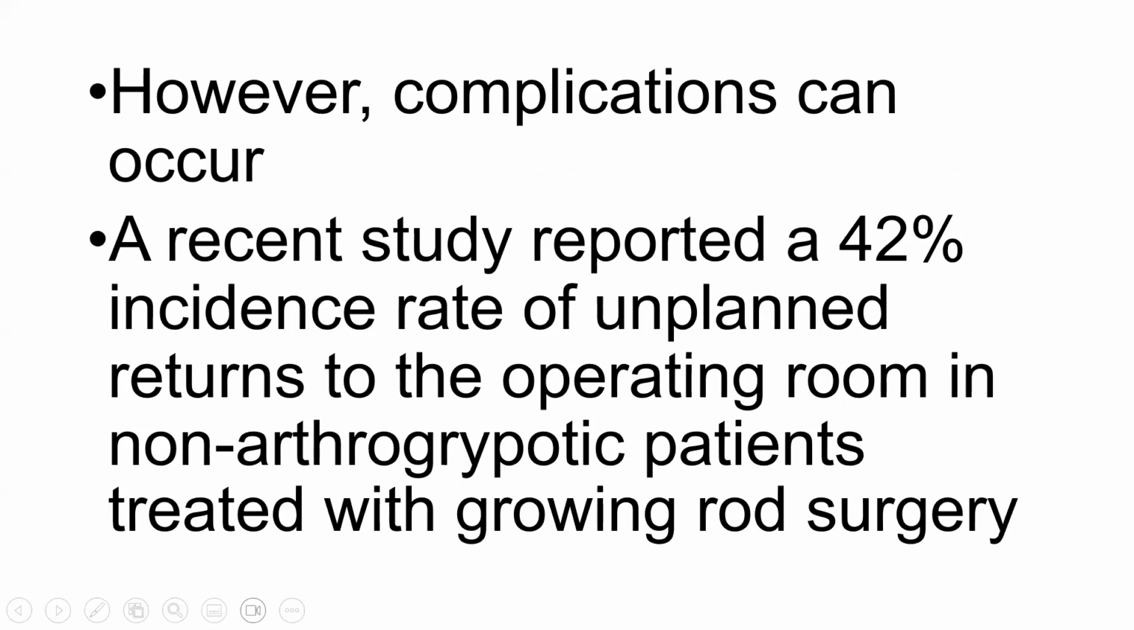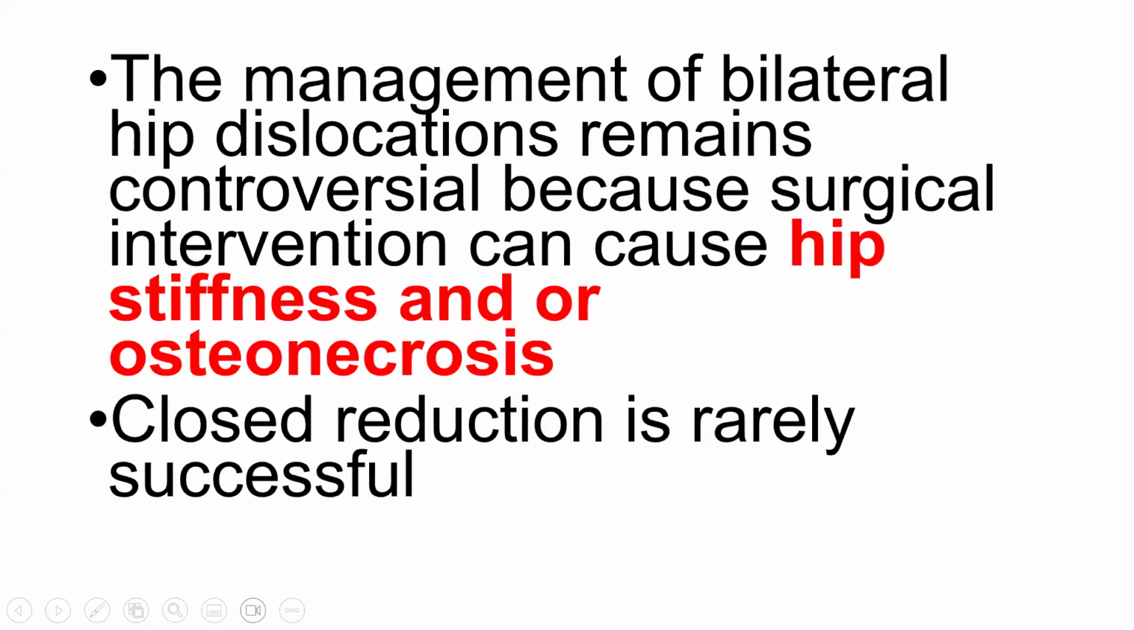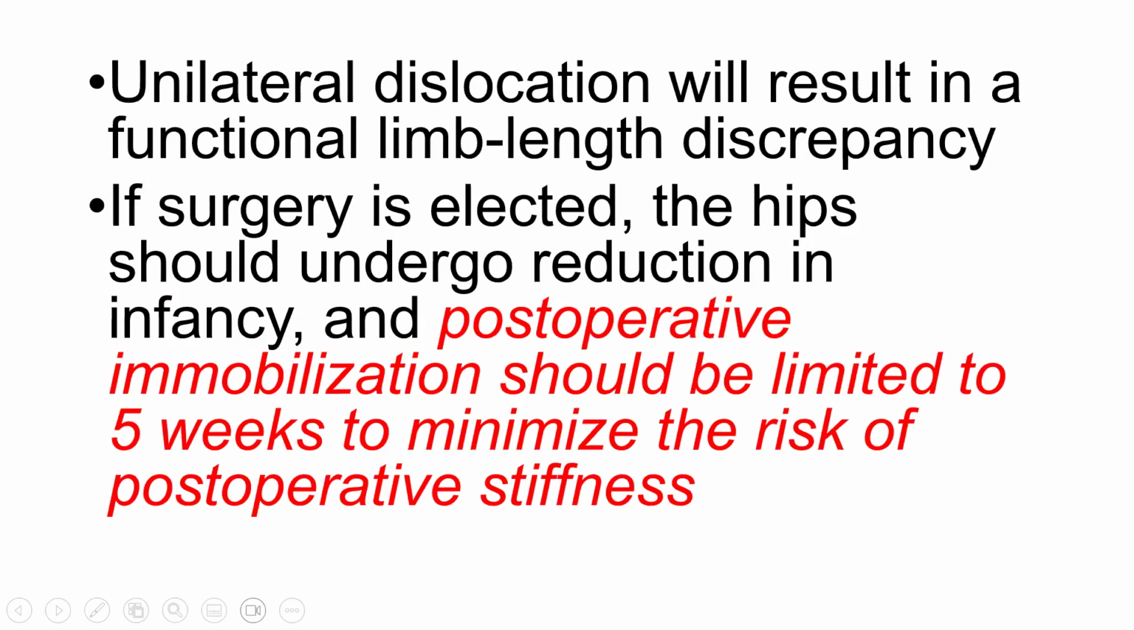Hip dislocations: the management of bilateral hip dislocations remains controversial because surgical intervention can cause hip stiffness and osteonecrosis. Closed reduction is rarely successful in these patients. Unilateral dislocation will result in functional limb length discrepancy, and if surgery is elected, the hips should undergo reduction in infancy, and postoperative immobilization should be limited to 5 weeks to minimize the risk of postoperative stiffness.